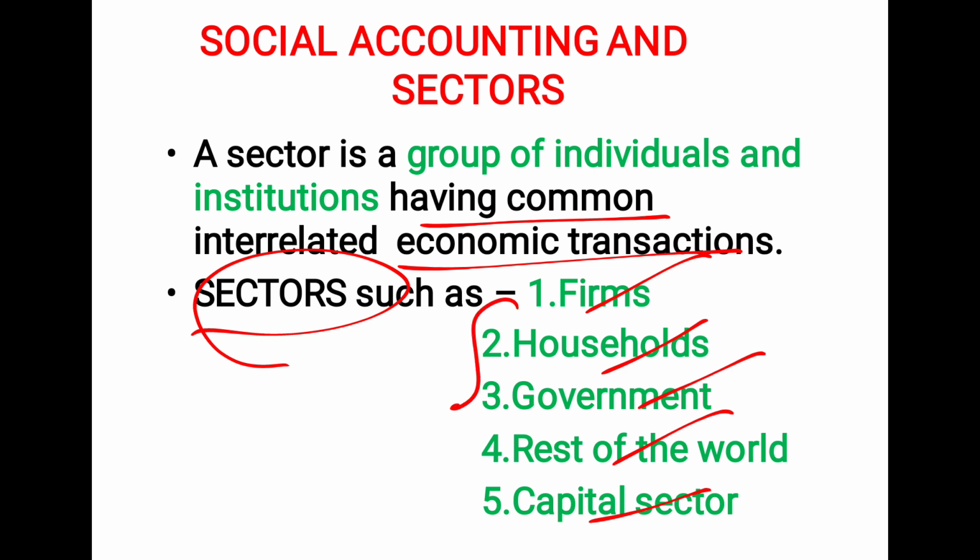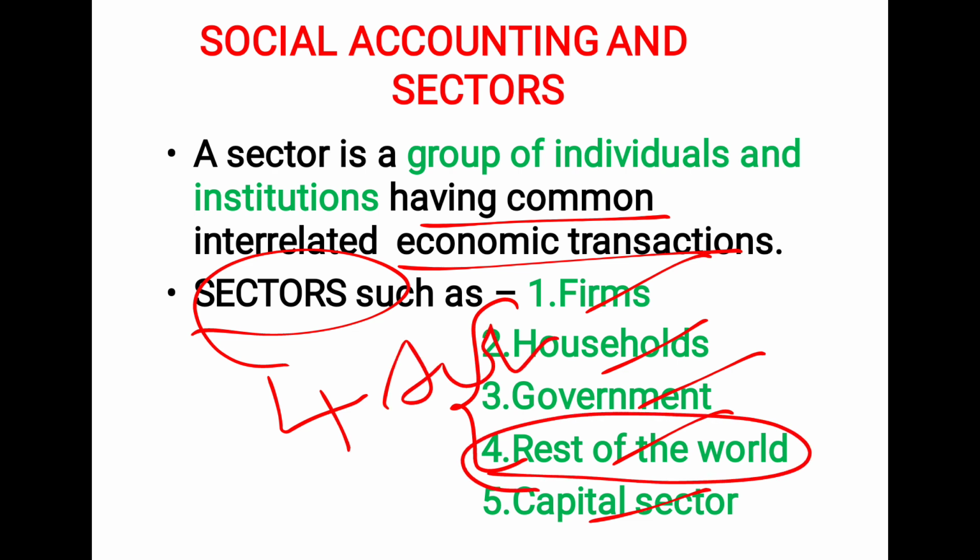We would have seen these four already in the previous chapter number 1, Introduction to Macroeconomics, and we would have seen all these terms in the 4-sector model. So in the 4-sector model we have one addition that is called the rest of the world.